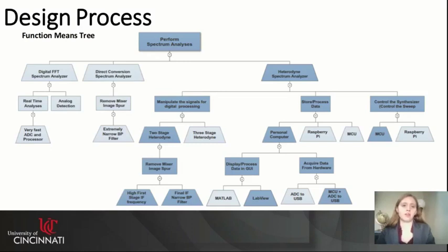Hello, my name is Sadie DeMuzio, and I will be going over some of the design process for our project. One of the design methods that we use is the function means tree, and our functions are shown as rectangles and our means are shown as trapezoids. The main function of our project is to perform spectrum analysis, and some of the means for doing that include digital FFT, direct conversion, and heterodyne type spectrum analyzers.